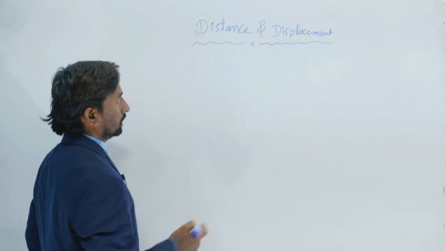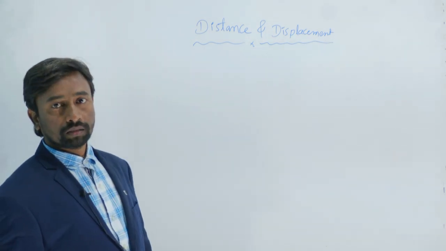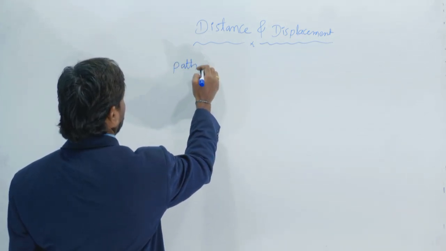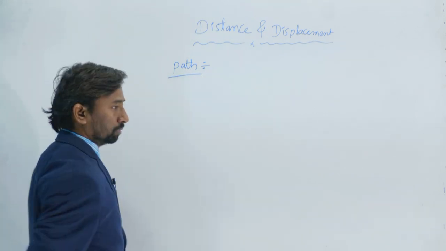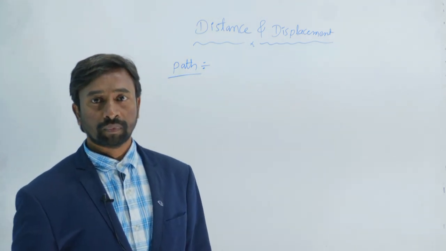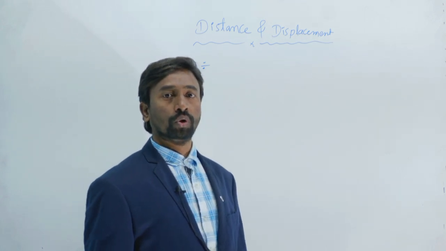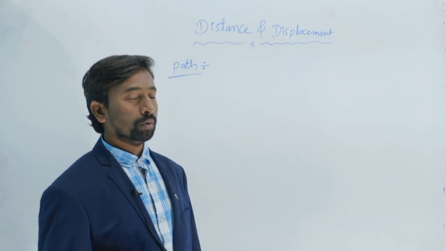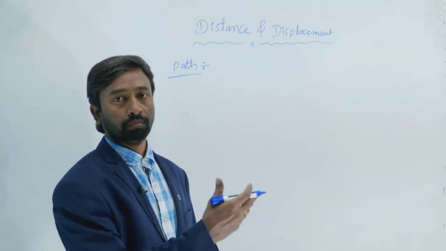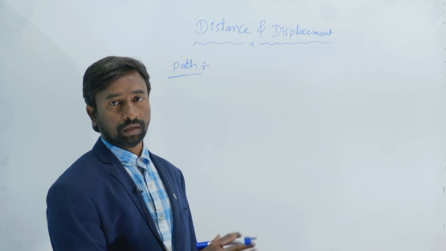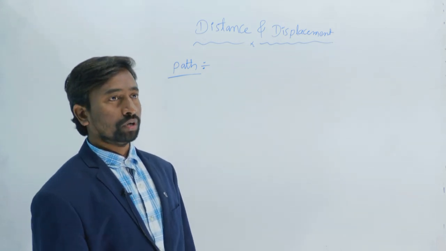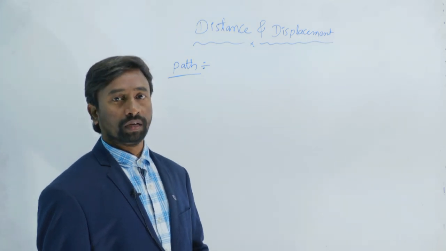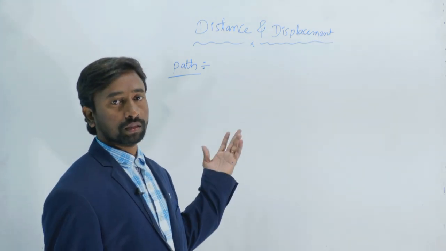Before that, in the last class we have learned the path. So first we'll see path once again. Path is nothing but simply the way in which the body is moving. Suppose you are coming from your school to home, you will be going in a different way, so you will cross different positions in your journey. If you join all the positions which you have crossed, that will give the way. The way is nothing but the path.